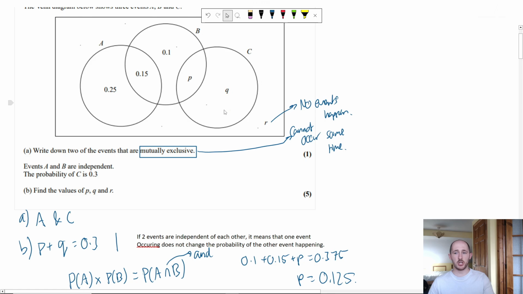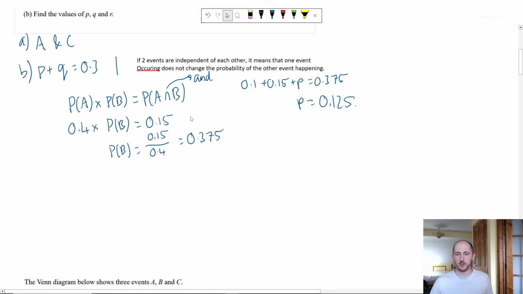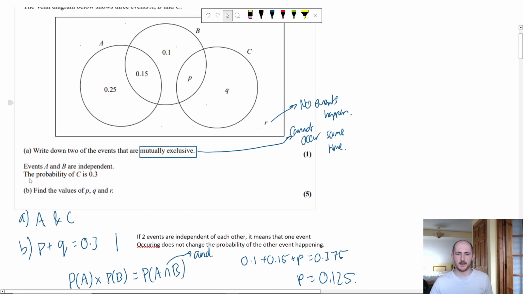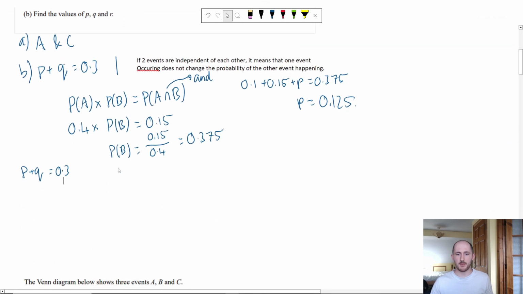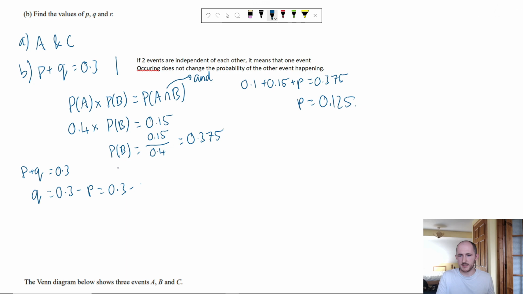Now, what about Q? Well, this one's actually a bit easier. They tell me that the probability of C, so i.e. P plus Q, should equal 0.3. And again, that comes from this line here. The probability of C is 0.3. So P plus Q is 0.3. But I know what P is, 0.125. So Q is just equal to 0.3 minus P, which is equal to 0.3 minus 0.125, which should give you 0.175.